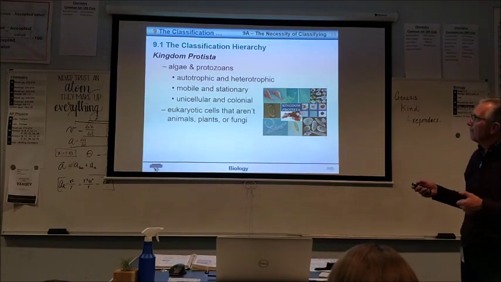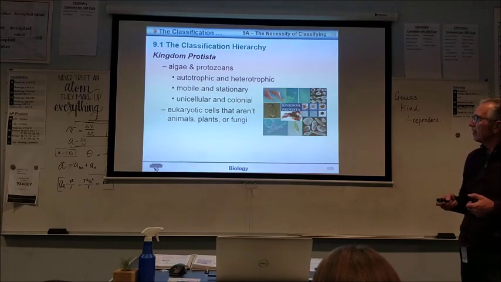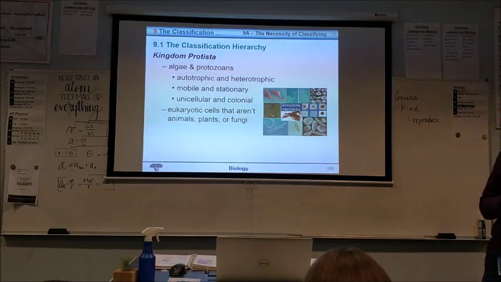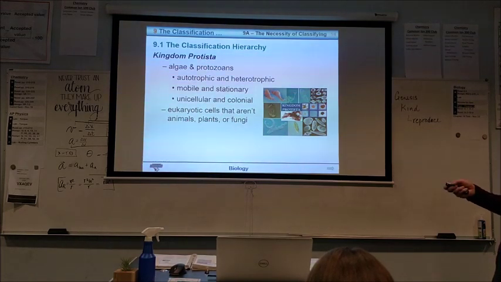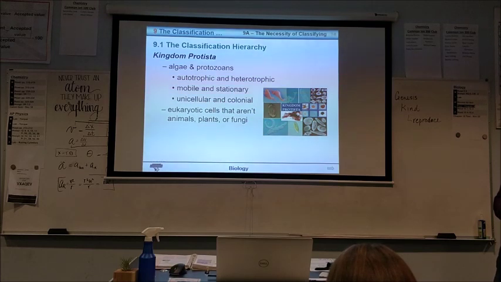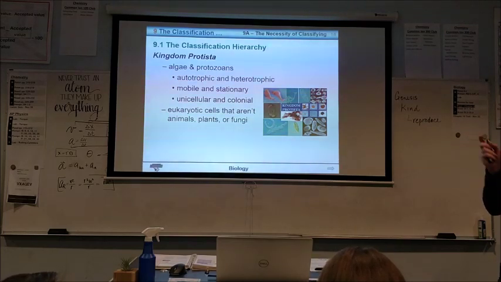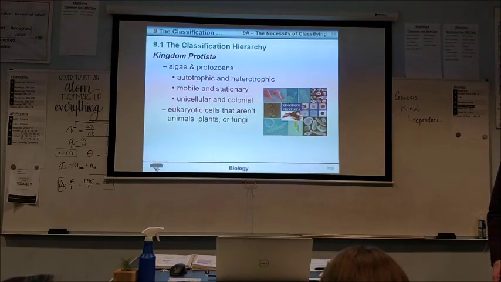So these, though, are eukaryotic. The eukaryotic cells that aren't animals, plants, or fungi belong to this one. So in other words, if it's not part of fungi, not part of plants, not part of animals, and it has eukaryotic cells, we put them into this category. So it's kind of a collect-all type of category.